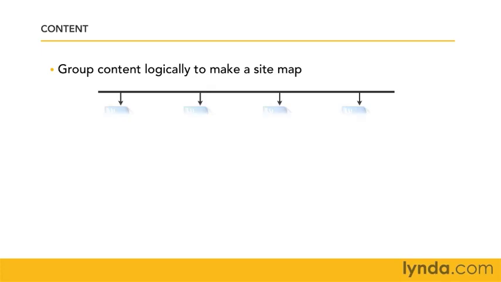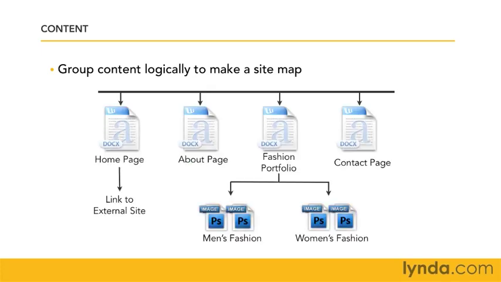All right, but from that information, I'm able to develop a sitemap, which is, in essence, taking all my content and grouping it into logical order. So in this case, a home page that might have an overview about the company. It might link to an external site, say follow the company on Twitter or something. There could be an about page, maybe a portfolio/fashion page that shows lots of images of the men's and women's fashions, and then a contact page as well.